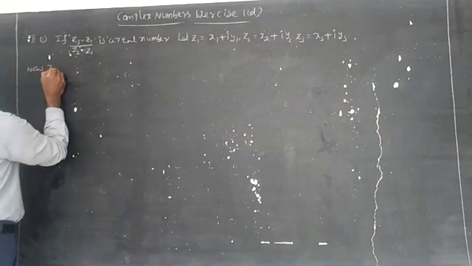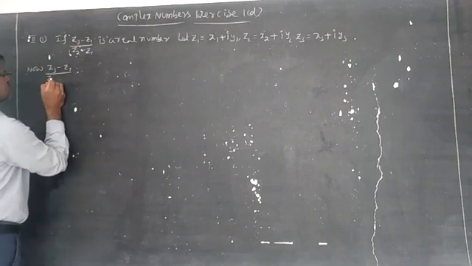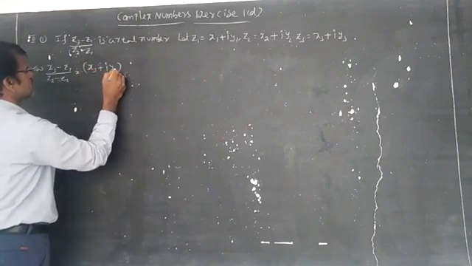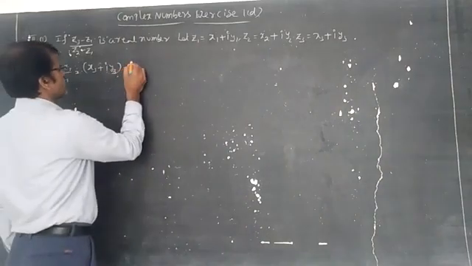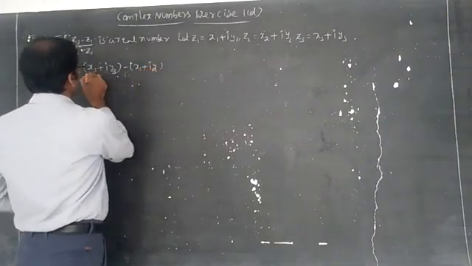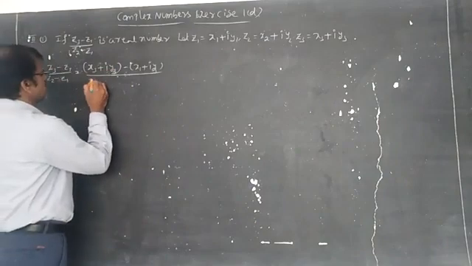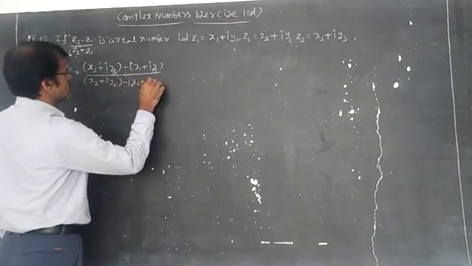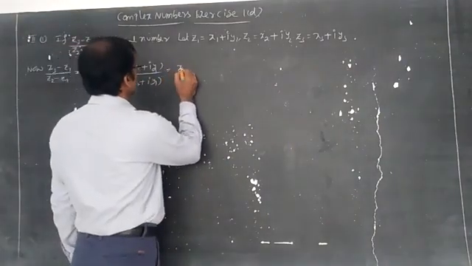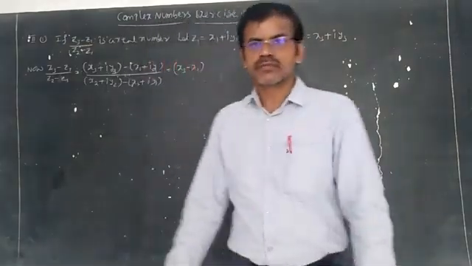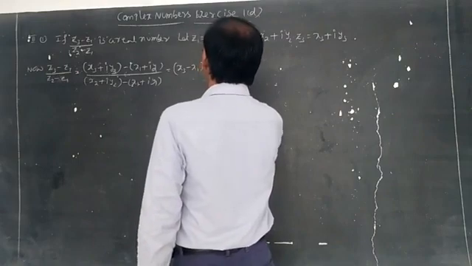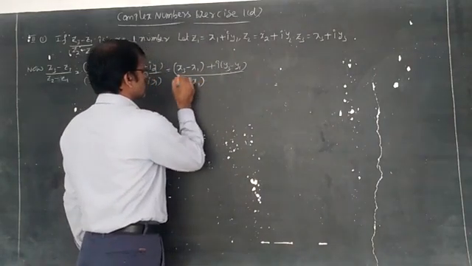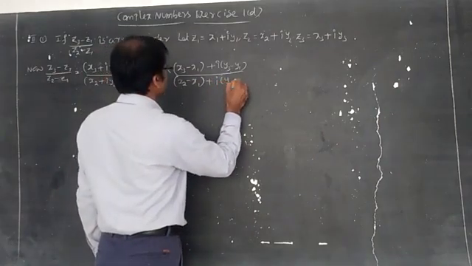Now, (Z3 minus Z1) by (Z2 minus Z1) is equal to (X3 plus iY3 minus of X1 plus iY1) whole by (X2 plus iY2 minus of X1 plus iY1), that is equal to, write like this, (X3 minus X1) plus i into (Y3 minus Y1) whole by (X2 minus X1) plus i into (Y2 minus Y1).